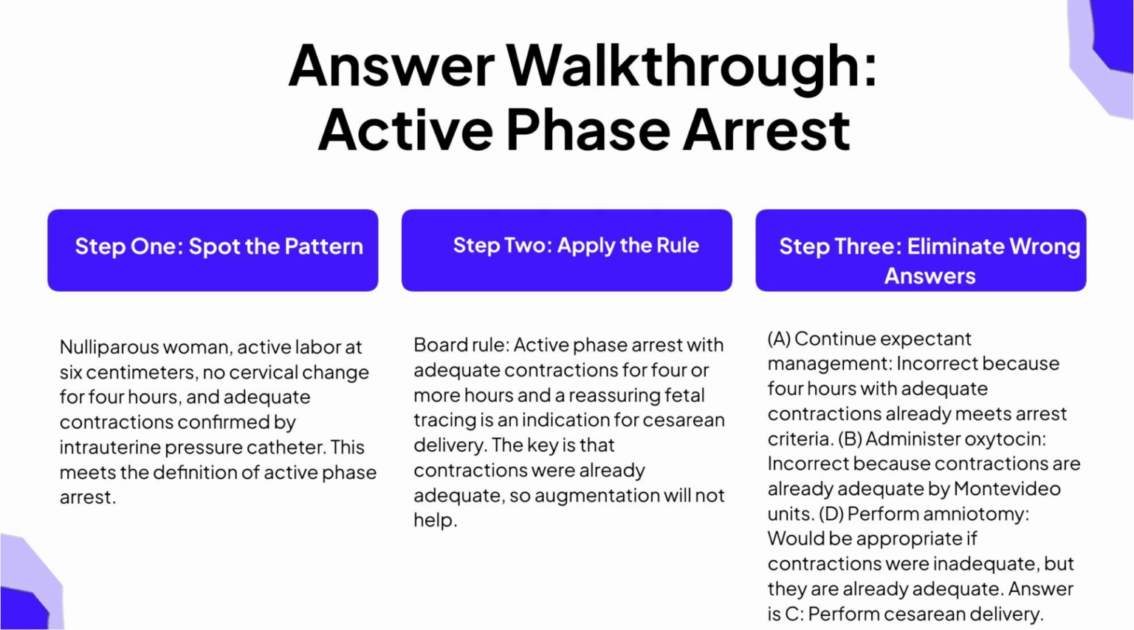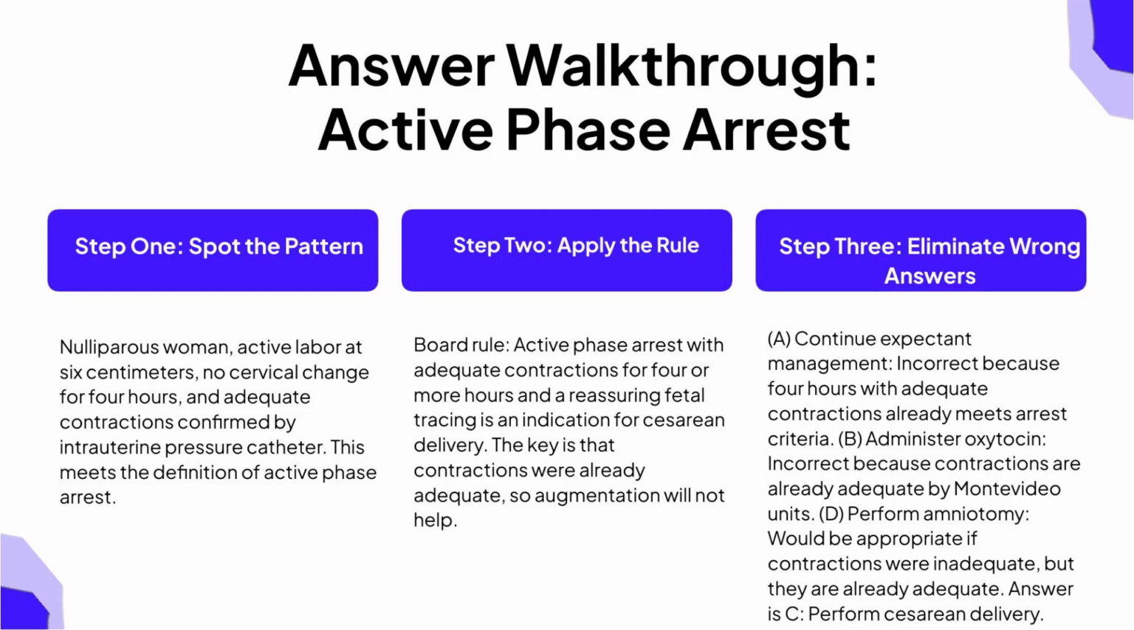Step 2. Apply the rule. The board rule is that active phase arrest is defined as no cervical change for 4 or more hours when contractions are adequate. Since contractions are already adequate and the cervix is not changing, augmentation is not going to help. With a reassuring fetal tracing, this meets the criteria for cesarean delivery.